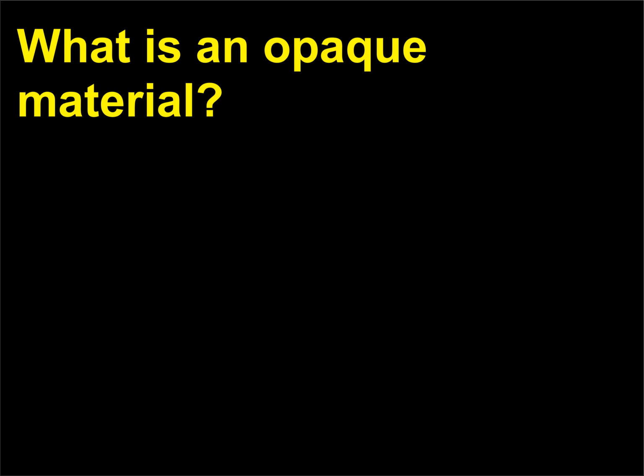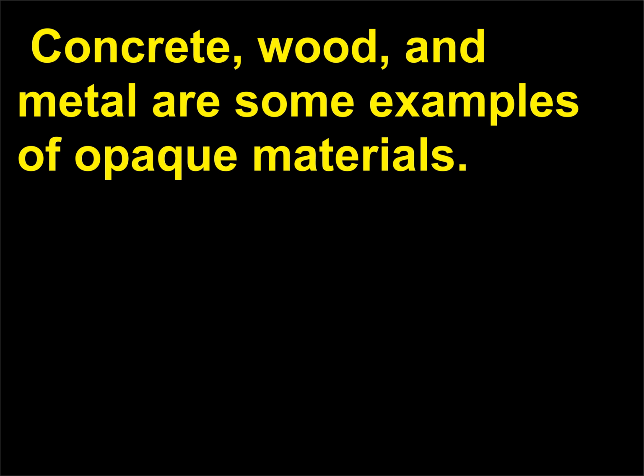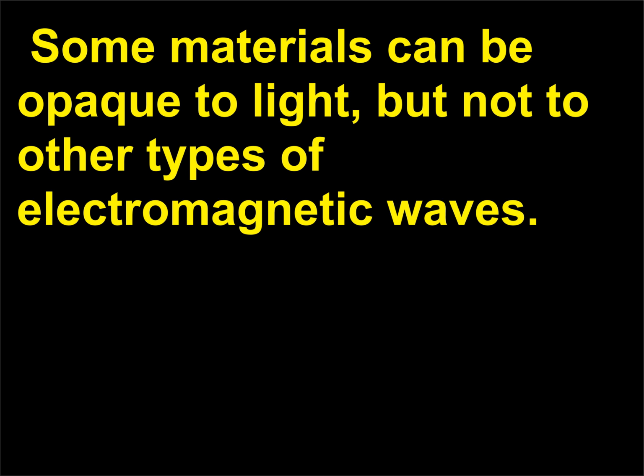What is an opaque material? An opaque object is something that allows no light through it. Concrete, wood, and metal are some examples of opaque materials. Some materials can be opaque to light, but not to other types of electromagnetic waves.